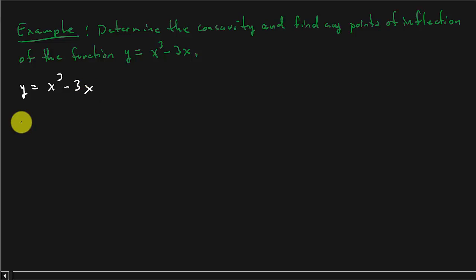So we need the second derivative. So y prime is 3x squared minus 3. Y double prime is equal to 6x.